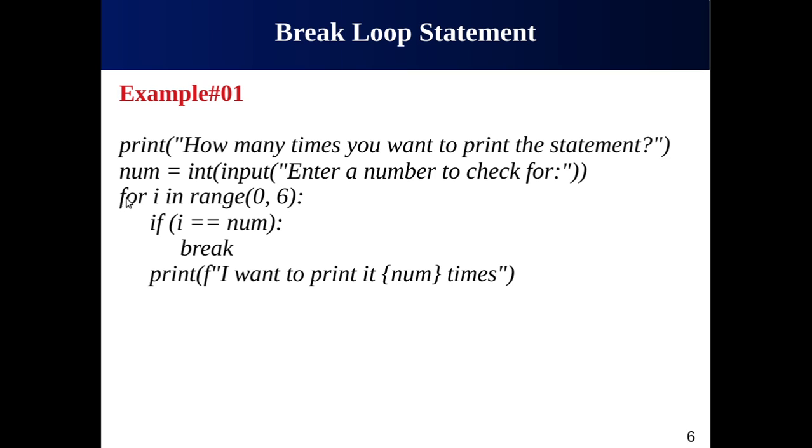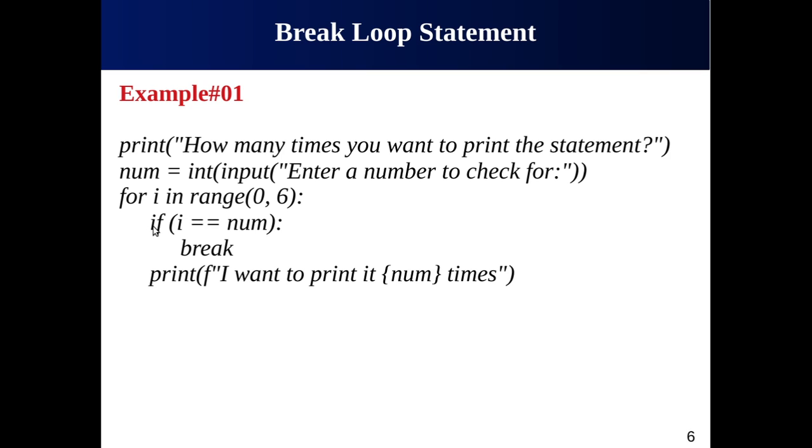Next is the for loop. For is the keyword, i is the variable that we are using inside the for loop, in is again a keyword, and range is a function which will specify the initial value and the final value of the for loop. So here the initial value is 0 and the final value is 6, meaning the loop will execute 6 times, that is 0, 1, 2, 3, 4, 5 in its normal execution cycle.